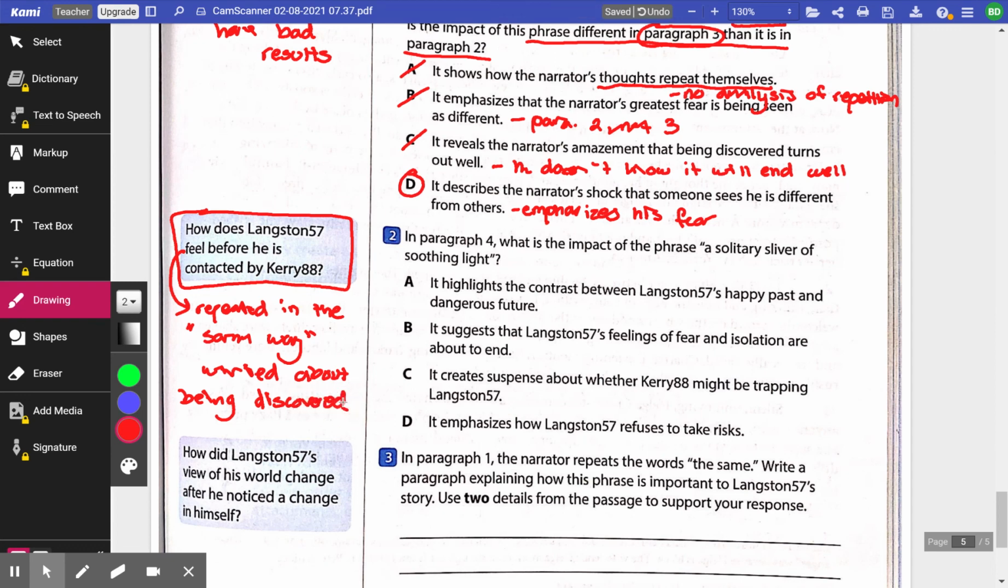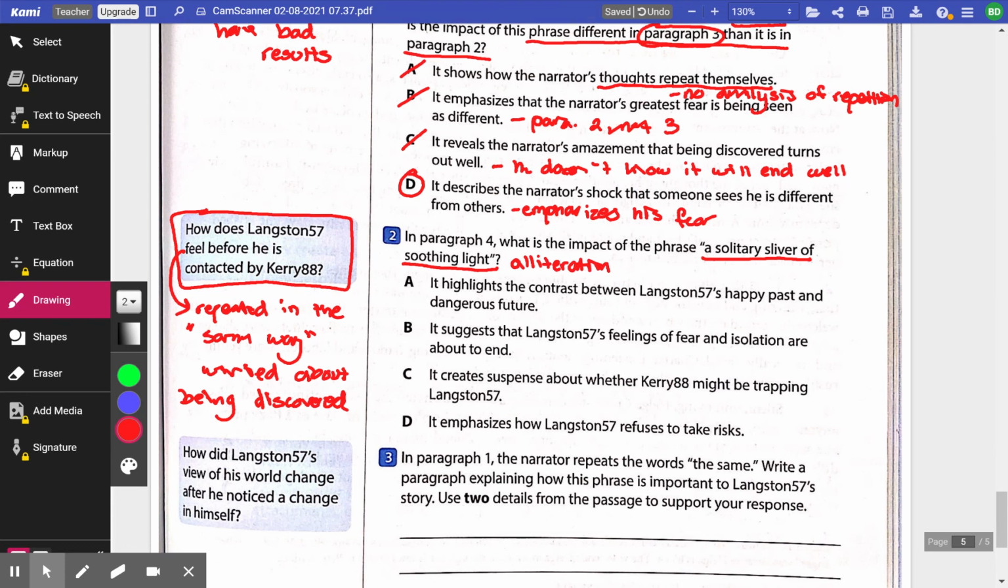Okay, so knowing what we know now, let's look at number 2 and see what number 2 is asking us to do. So it says in paragraph 4, what is the impact of the phrase, a solitary sliver of soothing light? So a solitary sliver of soothing light. And we know that that is an example of alliteration. It's got that repetition of the consonant sound that's a very soft S sound, solitary sliver of soothing light.